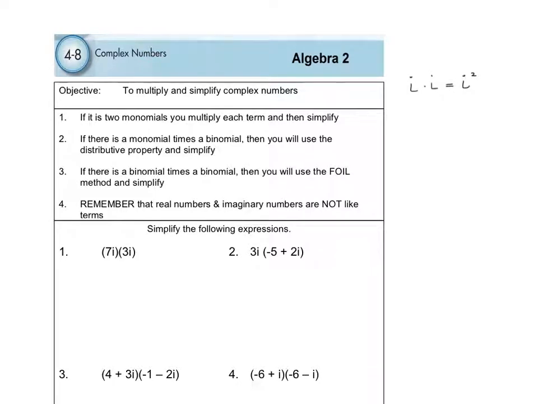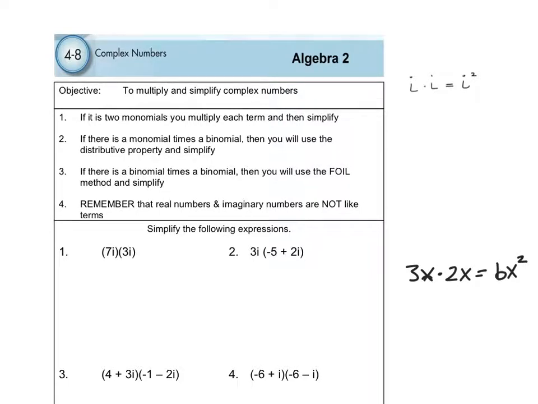Okay, in the second part of section 4.8 here, we're talking about being able to multiply complex numbers, and then we're going to have to simplify things. In this first part of the video, we're going to take two monomials, that's two one-term items, multiply them together, and then simplify. For example, 3x times 2x, which I would get 6 and then x squared.